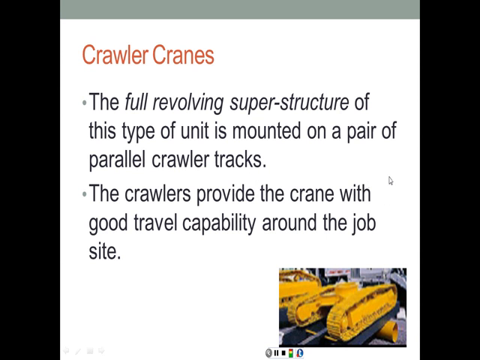So crawler cranes, the full revolving superstructure of this type of unit is mounted on a pair of parallel crawler tracks. So here are the tracks, and on top of these we're going to have the full revolving apparatus that's basically the crane itself. The crawlers provide the crane with good travel capability around the job site. So again, if you have rough terrain on the job site, muddy terrain or whatever, then you're going to be able to move with this crawler crane. It's not designed for travel on highways because of course the tracks are going to damage the pavement.